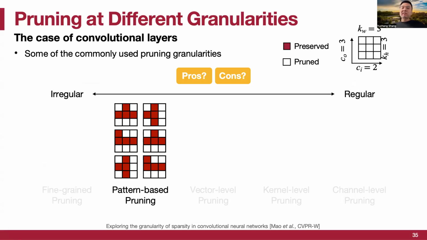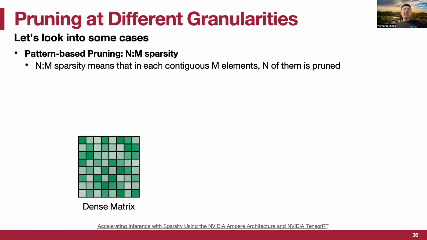And let's take a look at our second example, the pattern-based pruning method. Basically, with this pattern-based pruning method, we can use N versus M sparsity to accelerate neural networks. N versus M sparsity means that in each contiguous M elements, N of them are pruned, right?